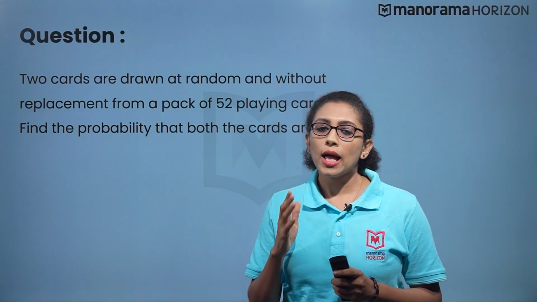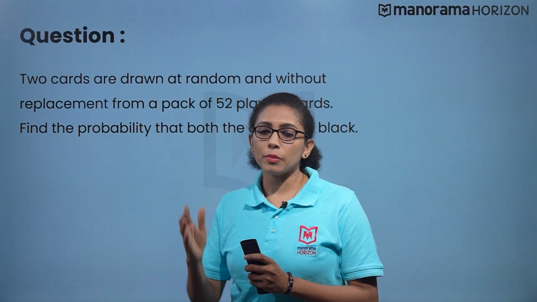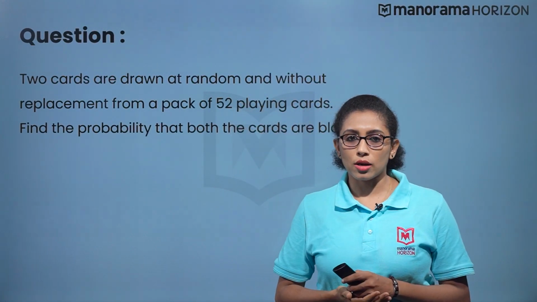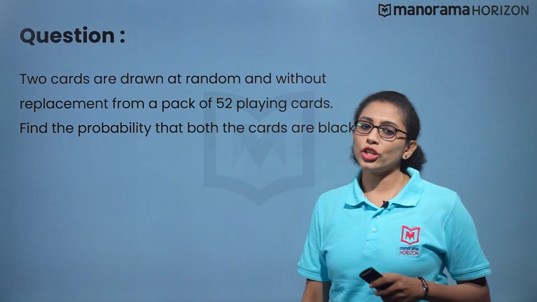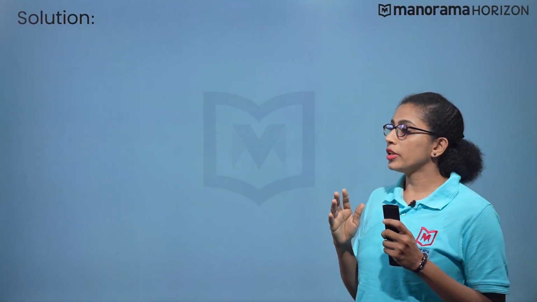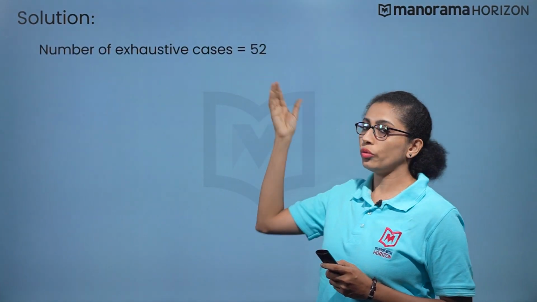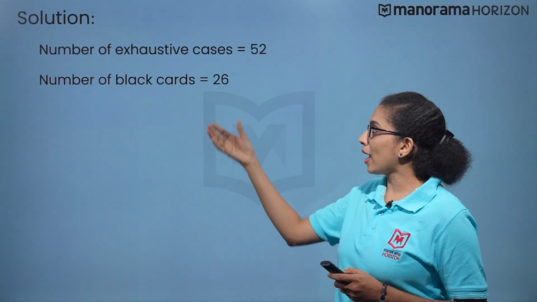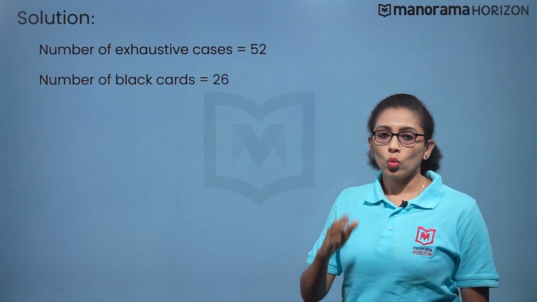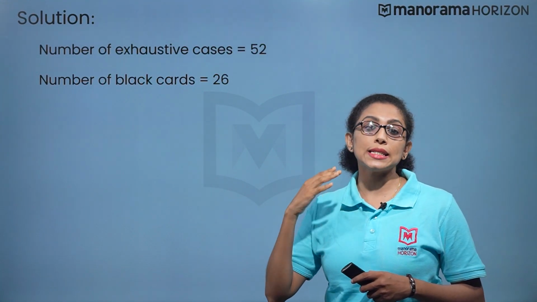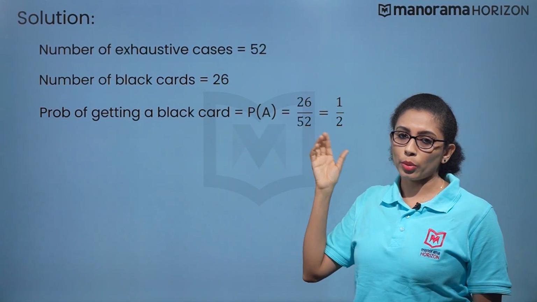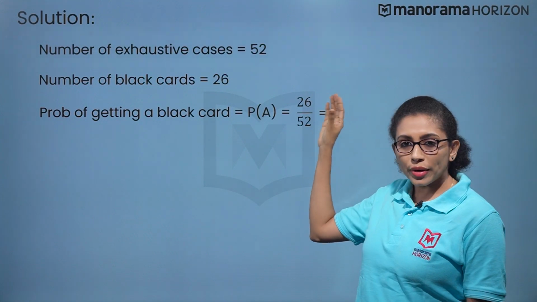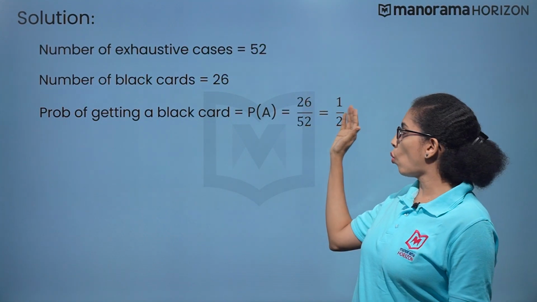Now let's see one more question. Two cards are drawn at random and without replacement from a pack of 52 playing cards. Find the probability that both the cards are black. Let's get into the solution. Since the number of exhaustive cases is equal to 52 and the number of black cards is equal to 26, one black card may be drawn in 26 ways. Therefore, the probability of getting a black card is equal to probability of A, which is equal to 26 by 52, which is equal to 1 by 2.